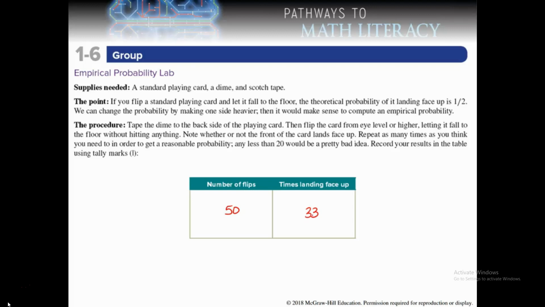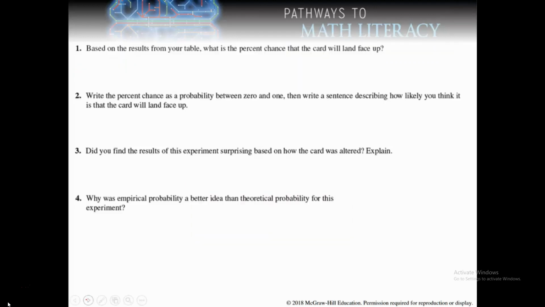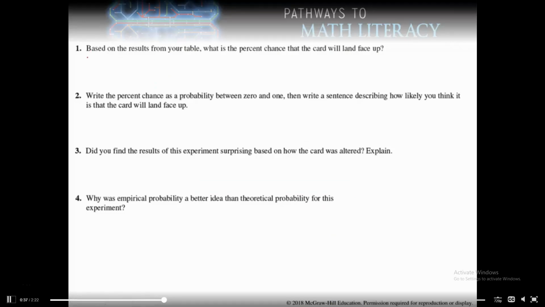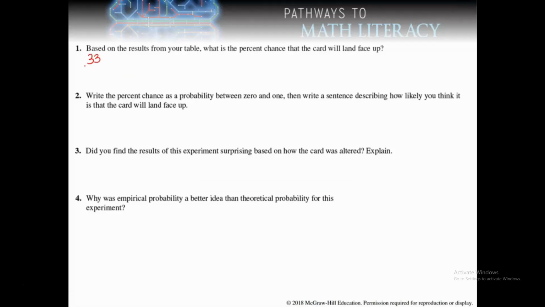In number 1, based on those results, what is the percent chance that the card will land face up? Well, I need to take the 33 times that it landed face up and divide it by the 50 total flips, and that gives me a 66% chance. In 2, write that percent chance as a probability between 0 and 1. What they're asking there is for you to write that as a decimal or a fraction. Let's go ahead and write it as a decimal. That would be 0.66.